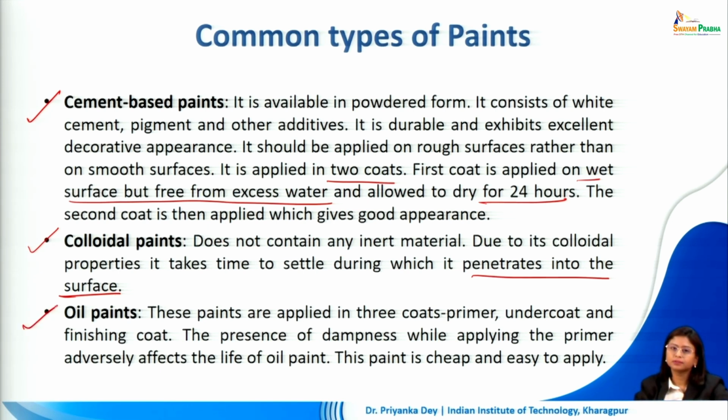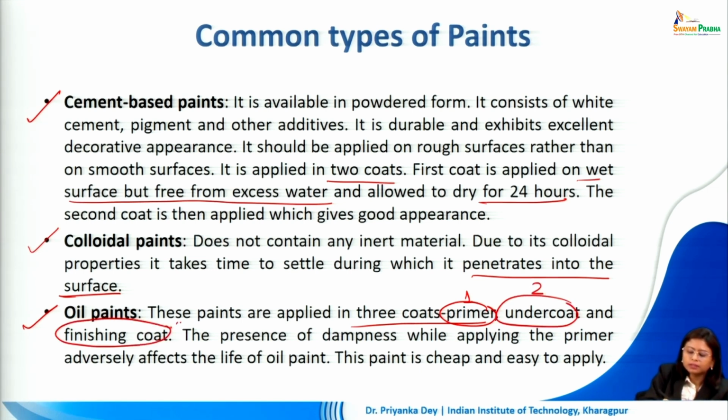Oil paints. Now these paints are applied in 3 coats. The first one is called primer, the next is called undercoat, and the final one is called the finishing coat. So oil paints are done in 3 coats: primer, undercoat, finishing coat. The presence of dampness while applying the primer adversely affects the life of the oil paint, so we want to do it on a perfectly dry surface. Now this paint is also very cheap and easy to apply, which is why it is widely used.